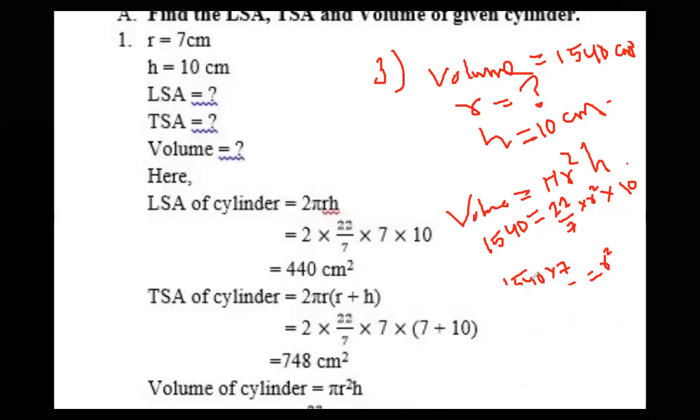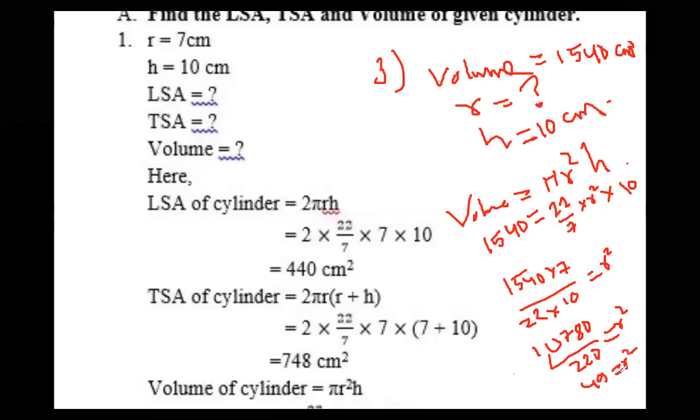So 1540. The multiply goes to the other side as divide. So first of all, multiply this one directly. Use the calculator. 1540 into 7 is 10,780. Then multiply this one also, 22 into 10 which is equal to 220. So divide 10,780 by 220, we get 49.